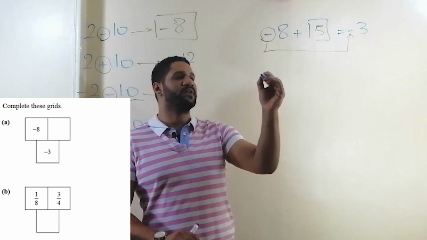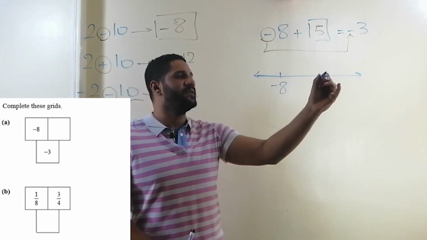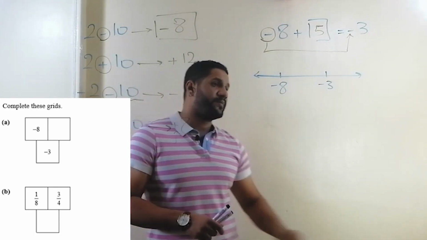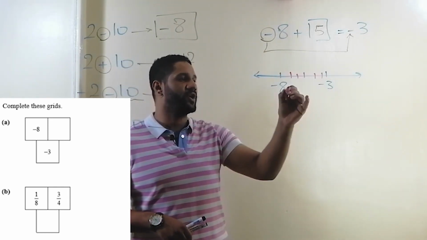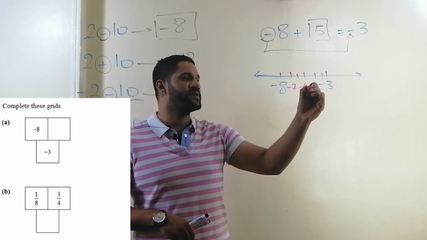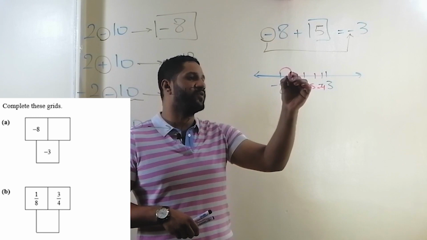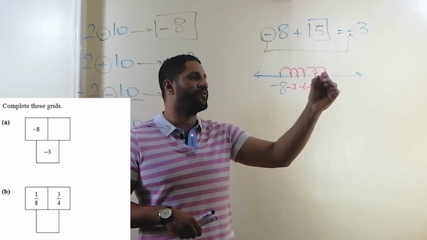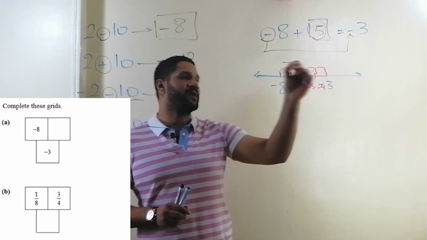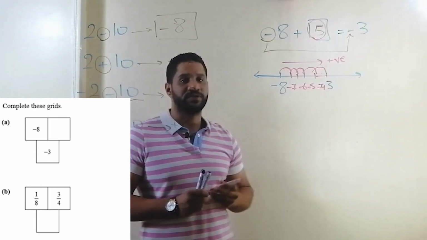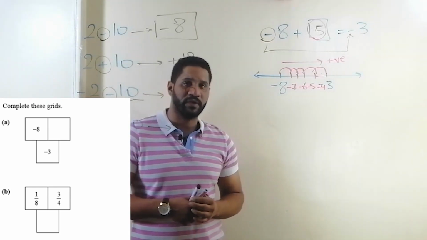Or you can solve it using the number line. I can see that on the number line, I have here negative 8 and here negative 3. And between negative 8 and negative 3, you can see that I'm having negative 7, negative 6, negative 5, and negative 4. Moving 1, 2, 3, 4, 5. So that means the answer will be positive 5, as I'm going in the positive direction. So in this type of question, you can get it mentally or by the number line.